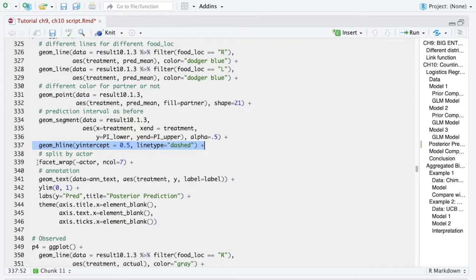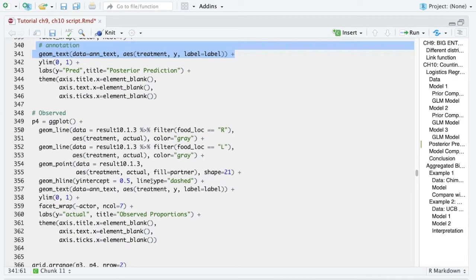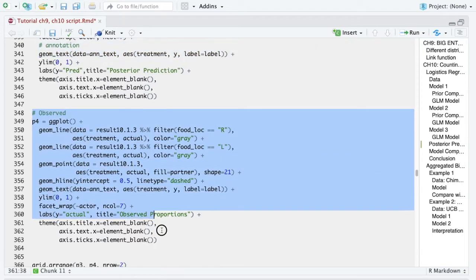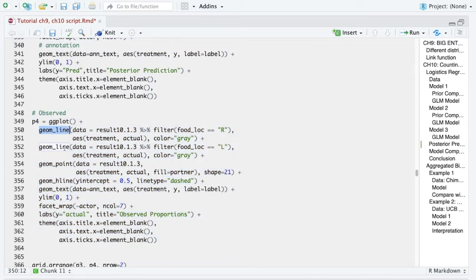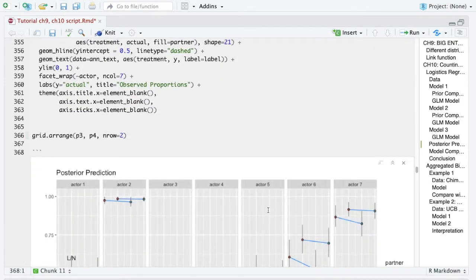And then we can use the facet_wrap function to split our plot into 7 columns by different chimpanzees. And do the same thing for observed data. So you can see we have 2 geom_line and 1 geom_point. And the result will be a plot like the one in the textbook, but with a different order.